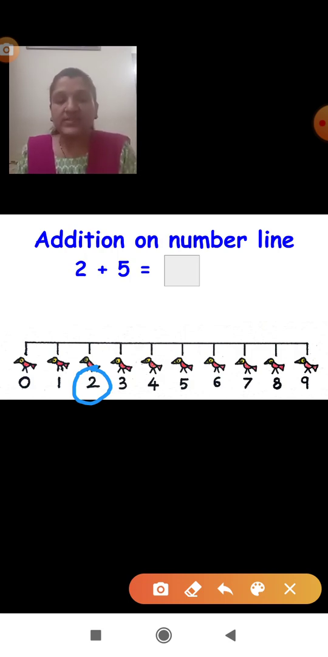Now we have to see the second number. Which is the second number? Number 5. Now we have to count 5 numbers forward from number 2. We have to count 5 numbers forward starting from number 2. Let us start.